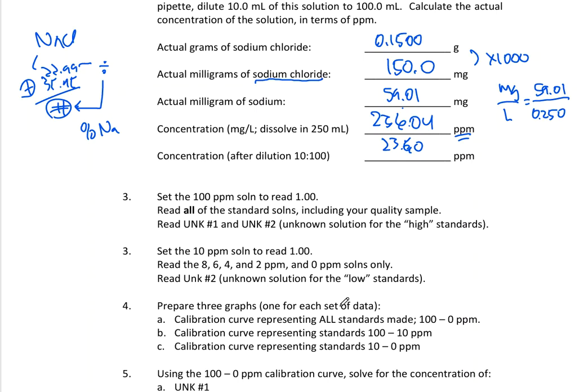Number 3, it says set the 100 ppm solution to read 1, and then read everything, every bit of it. And then number 3 again, because there's 2 3s for some strange reason, says set the 10 ppm solution to read 1. And then read everything that's below 10. So the 8, the 6, the 4, the 2, and the 0, of course. All right.